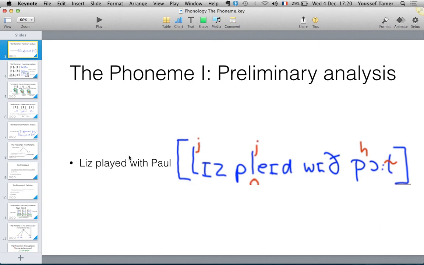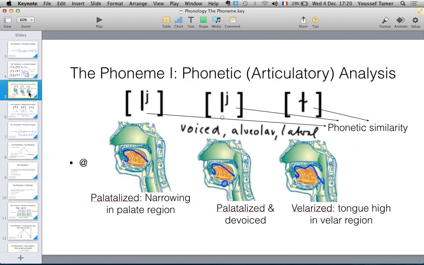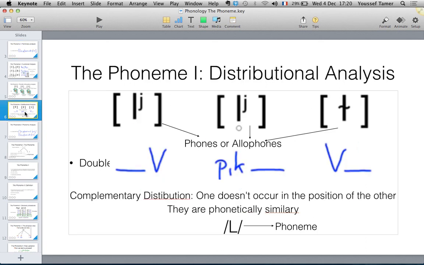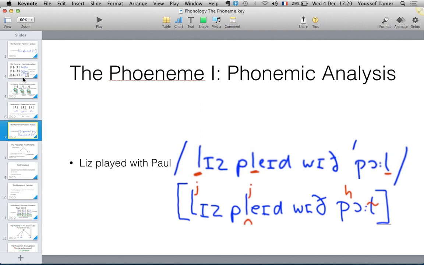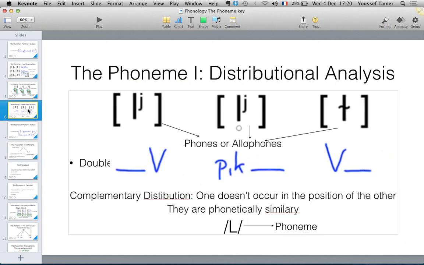Now, let me take you here. Yeah, here it is. This is what we mean by complementary distribution. It means that the first palatalized L occurs only before a vowel. Always before. You cannot find this palatalized L in this other environment. You can never find it there. This is complementary distribution.